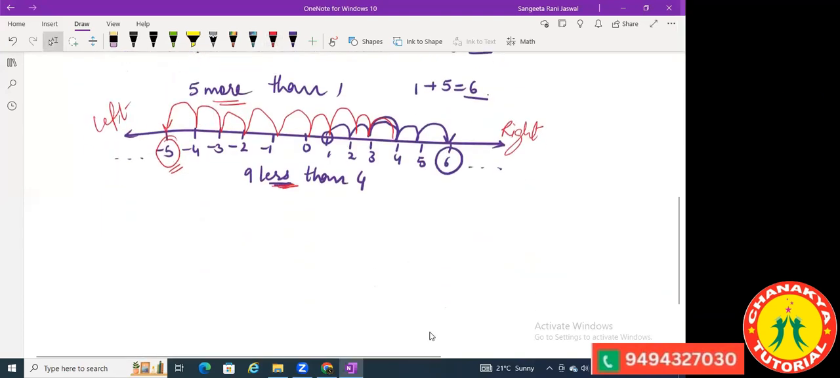Now see, if I say 5 less than 2, everyone please do it on the number line and show me. Yes, Afan, please do it on the number line.